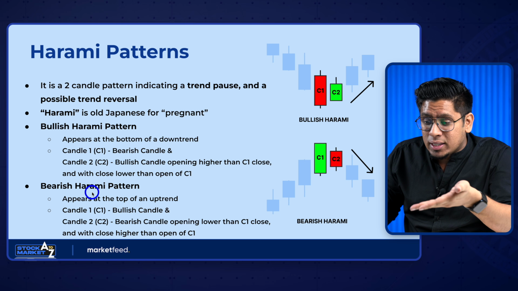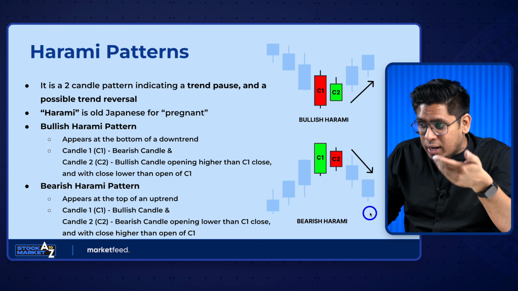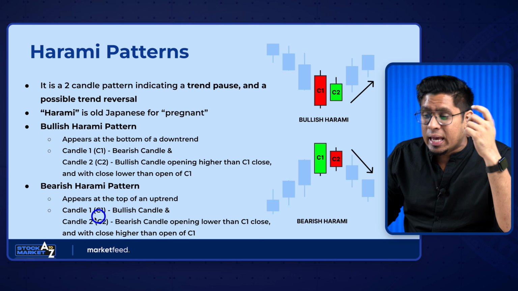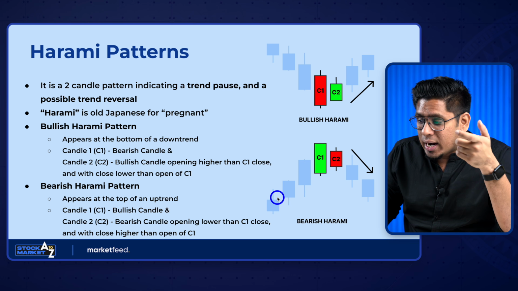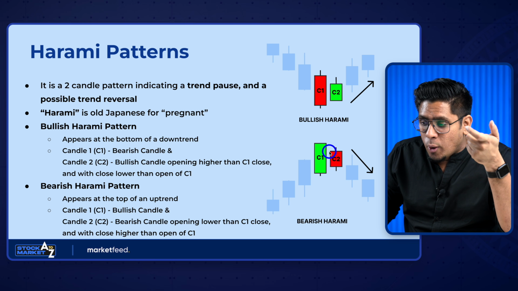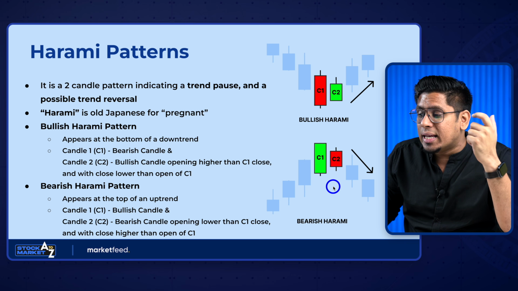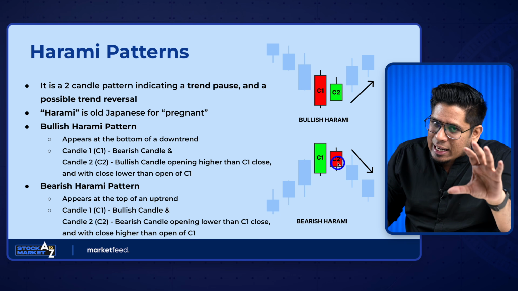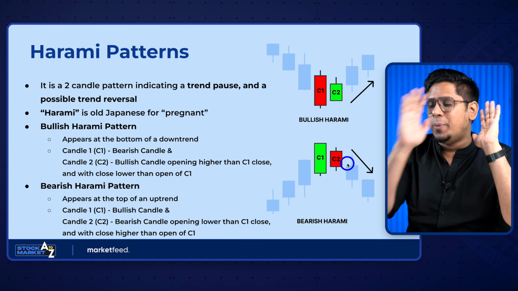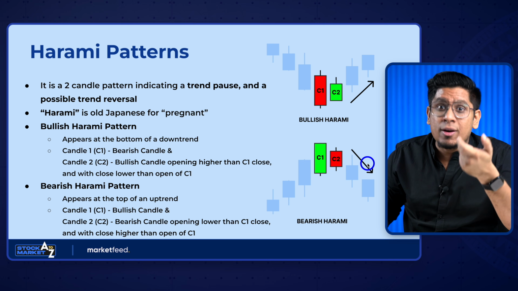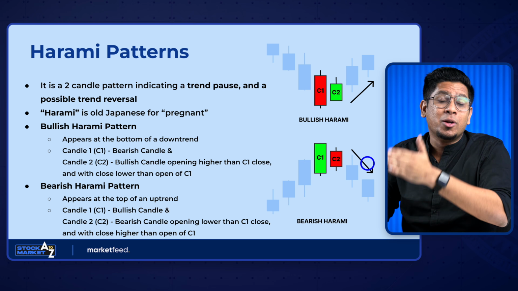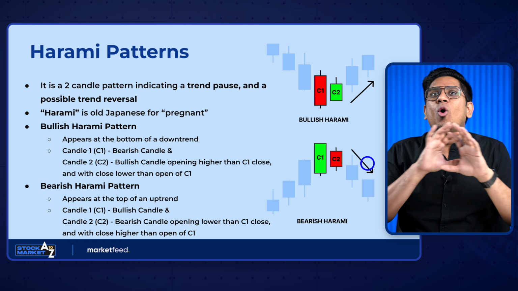And if you look into the bearish Harami pattern, it appears at the top of an uptrend. Candle 1 is a bullish candle, obviously, and candle 2, C2, is a bearish candle opening lower than the C1 close, with a close higher than the open of C1. It basically means that the second candle is a small candle and it is formed well within the previous candle, right? And how to infer, what to make sense of it, what stories the bullish or the bearish Harami patterns are telling us, all we have understood.